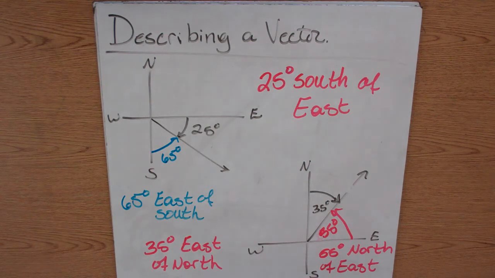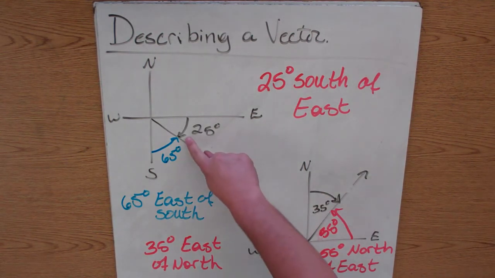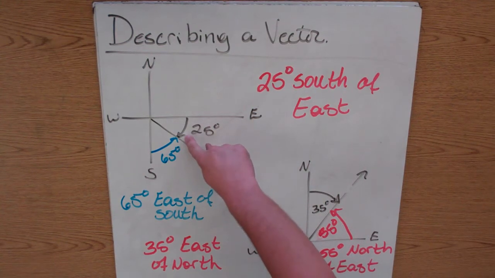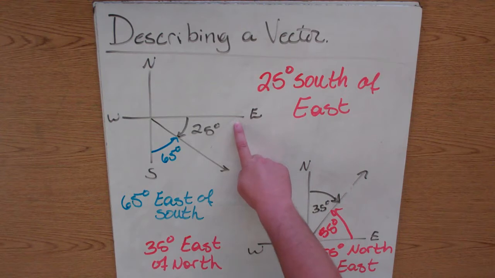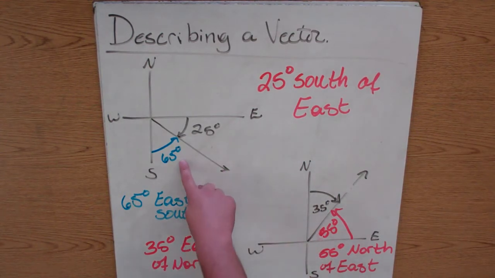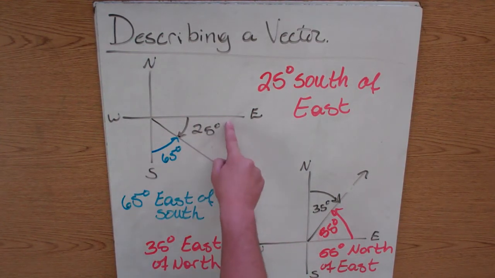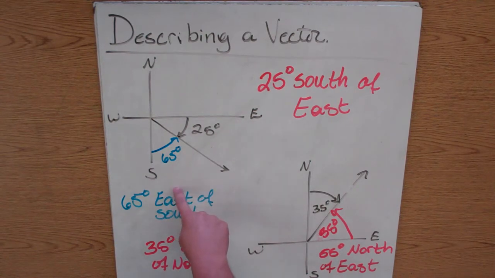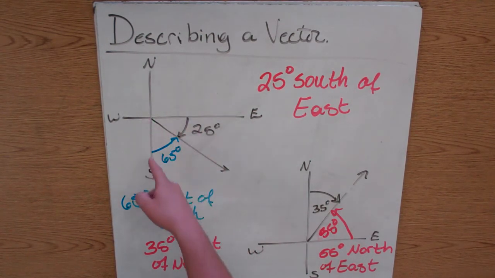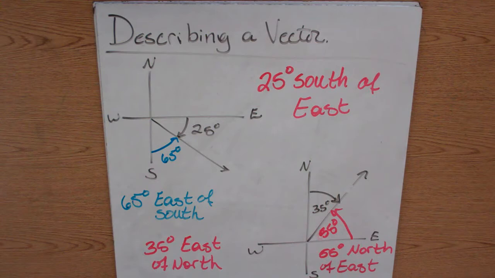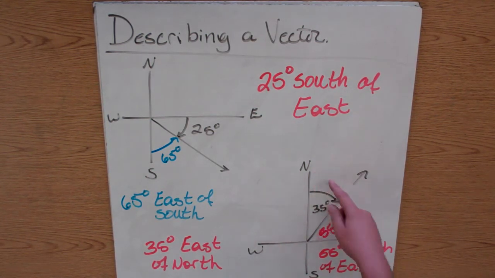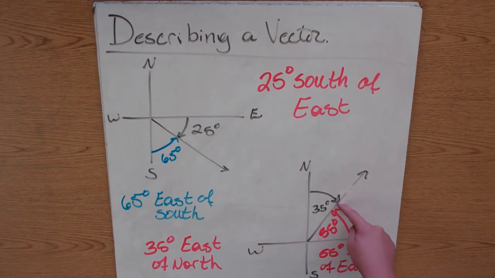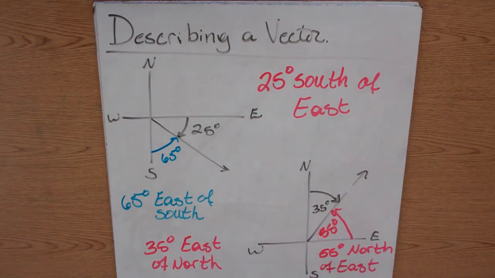So, your first direction is whatever this arrow is pointing at. Since this arrow is pointing at south, it's south of wherever it's coming from, so south of east. But if we flipped it, since this is pointing toward east, then your first direction is going to be east, so it's east of where it's coming from, south. Same thing here. Since this is pointing toward the east, it's east of north. Since this is pointing toward north, it's north of east. Make sense?